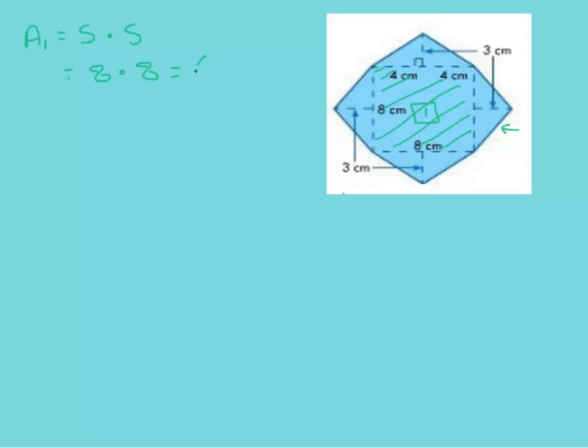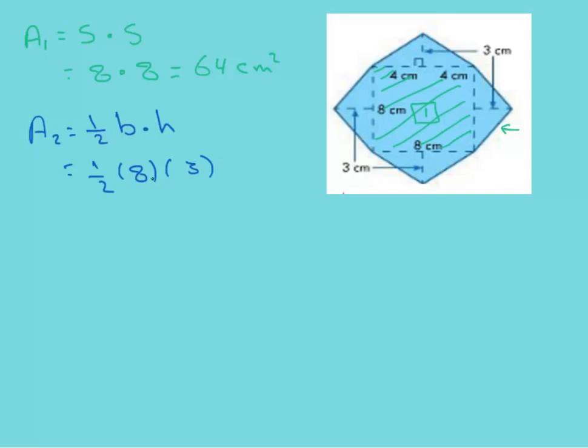The area here is 64 centimeter square. Now what about the triangle? If I said area number 2, it's a triangle. The triangle, we said the area of a triangle is half base times height. Here half, the base here is 8, multiply by 8, then multiply by 3.